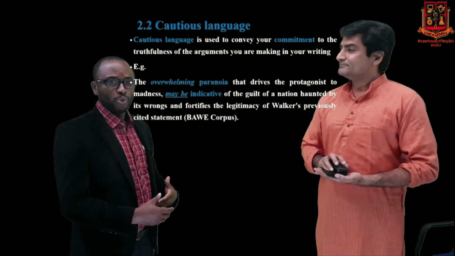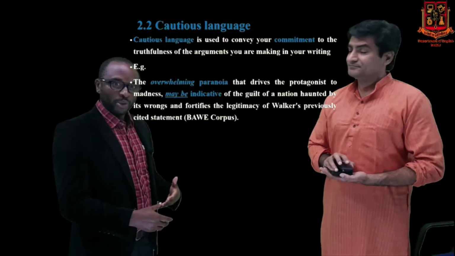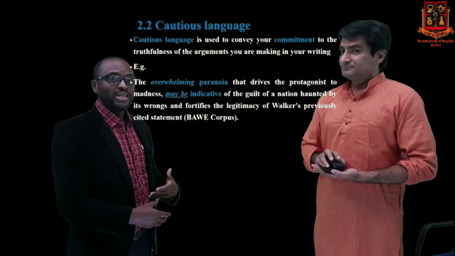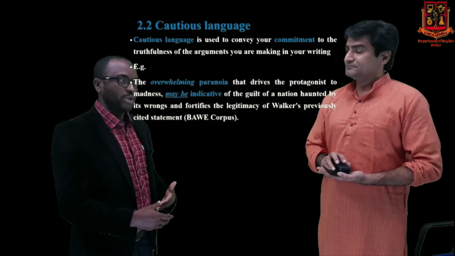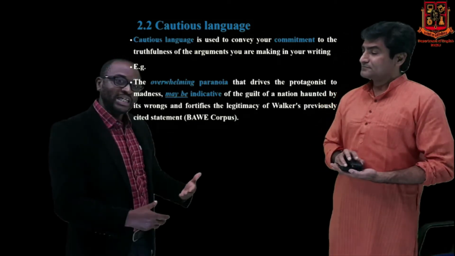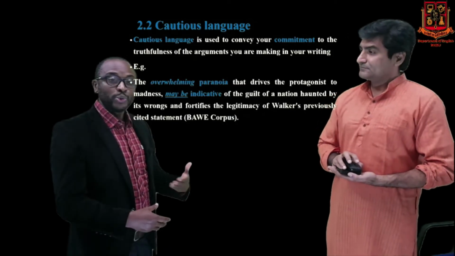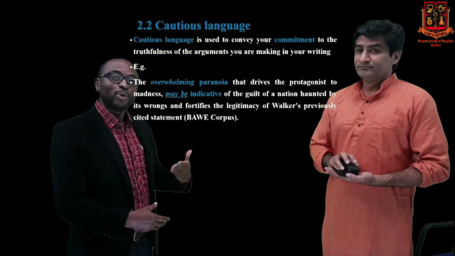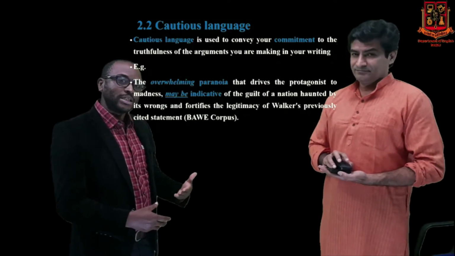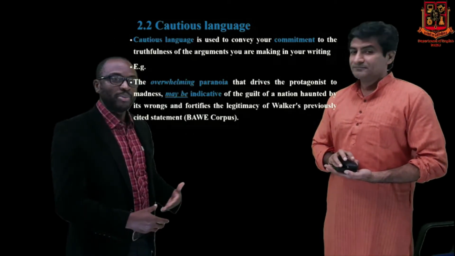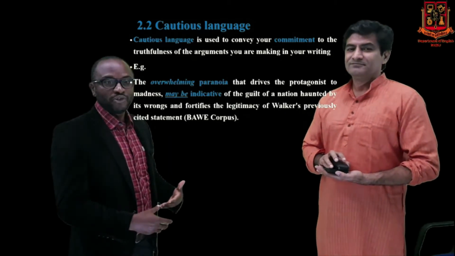For instance, in this example, "the overwhelming paranoia that drives the protagonist to madness," they described what the protagonist went through in the literary work being analyzed, and they interpreted this paranoia, this madness of the protagonist, using cautious language. In order to interpret this paranoia, you see that the writer has used "it may be indicative of the guilt of a nation haunted by its wrongs and fortifies the legitimacy of Walker's previously cited statement."